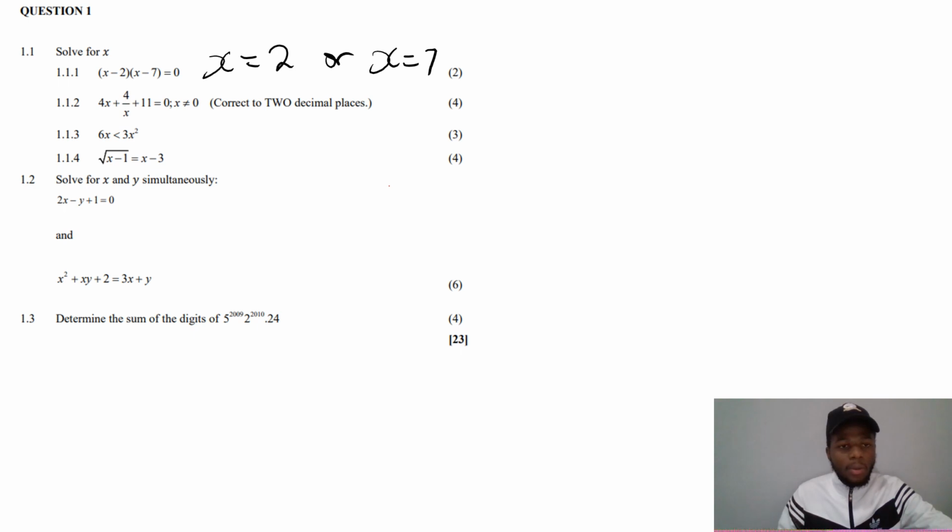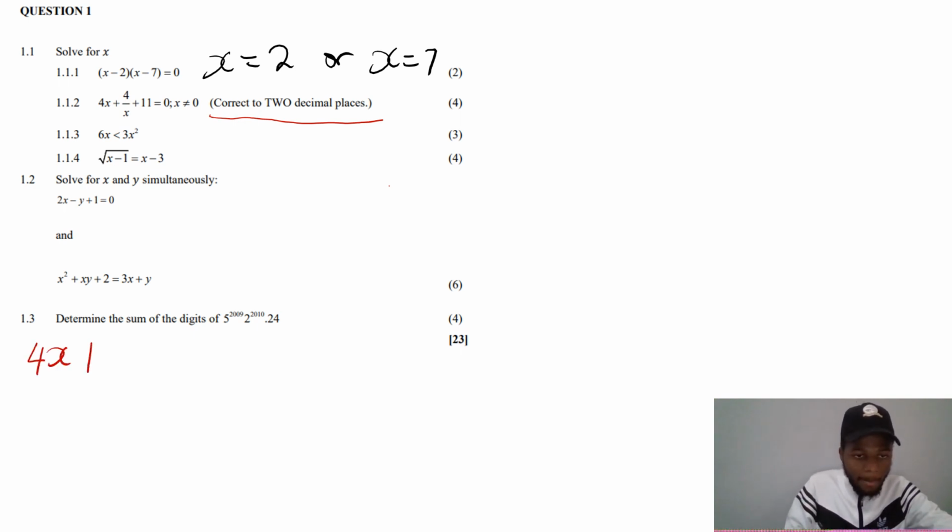Then the next question says, 4x plus 4 over x plus 11 is equal to 0, and x cannot be 0. We have to solve correct to 2 decimal places. Every time you see this instruction, it automatically means that the only way to solve this equation is to apply the quadratic formula or completing the square. So let's solve it. We have 4x plus 4 over x plus 11 equal to 0.